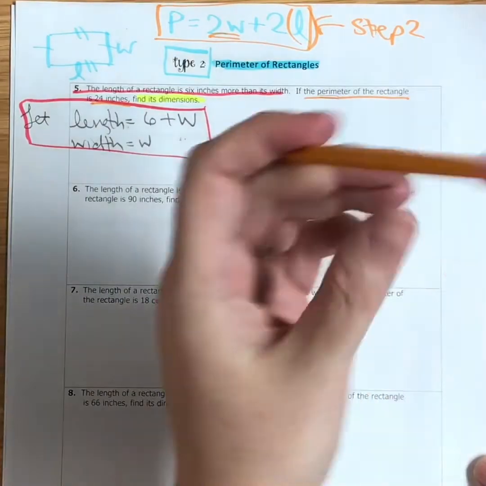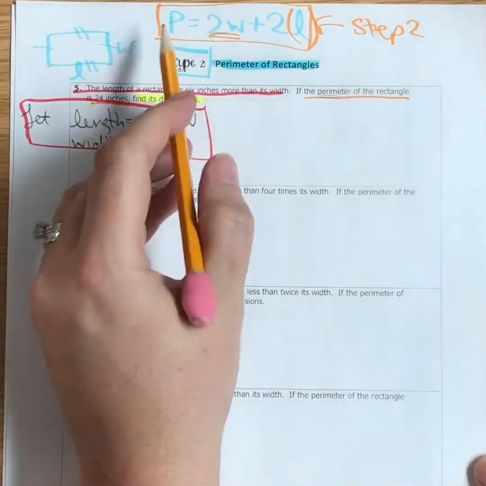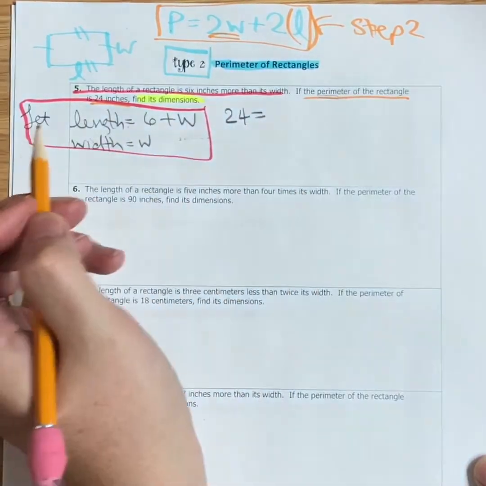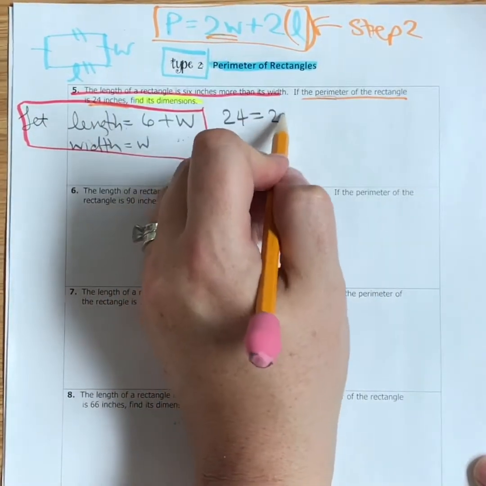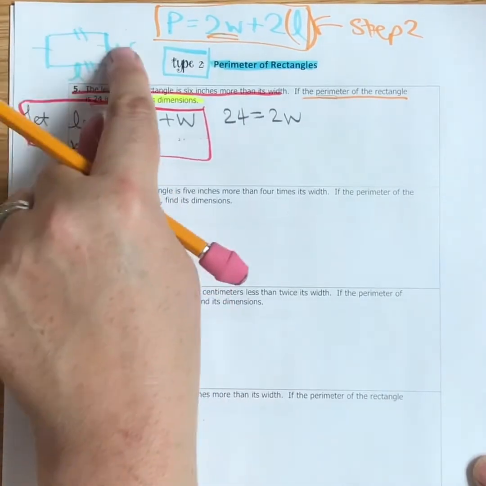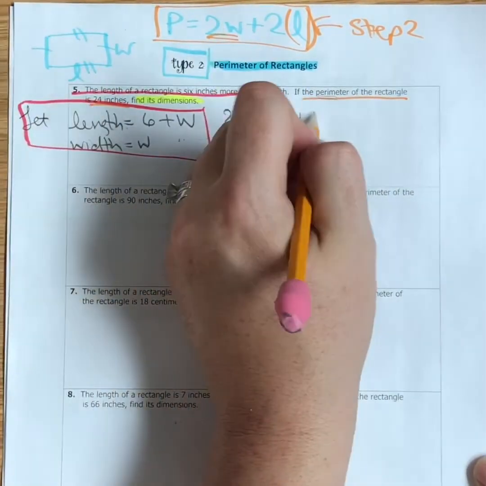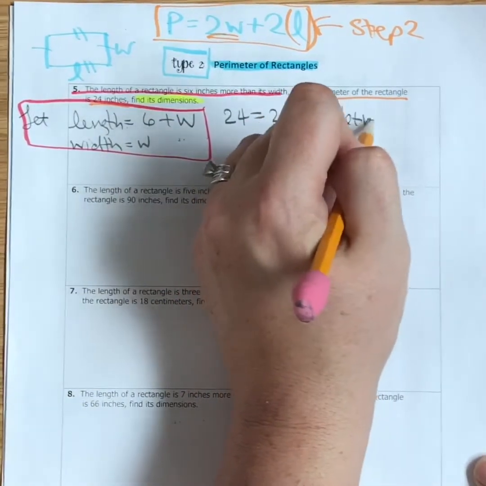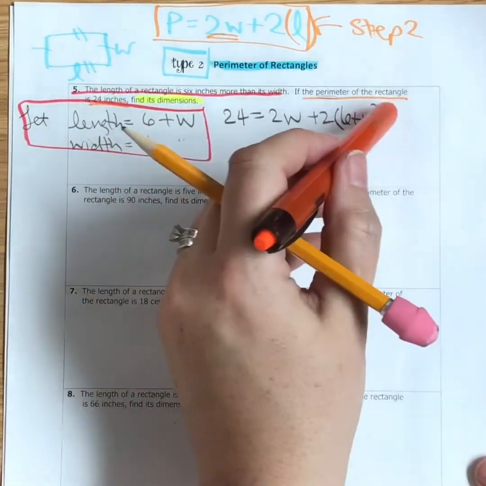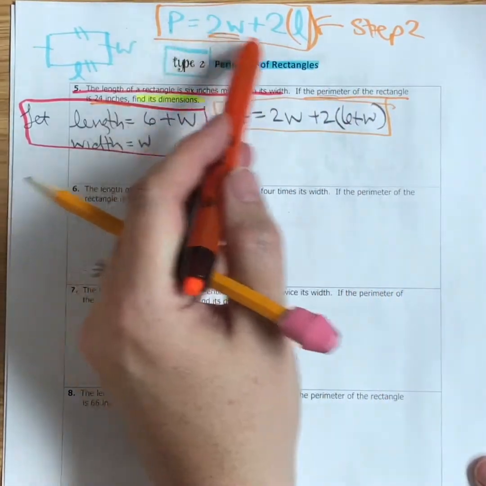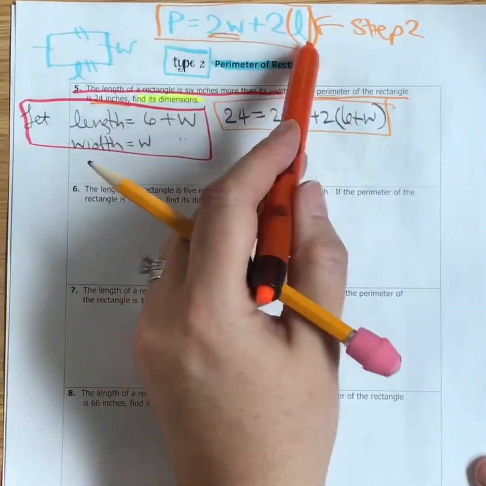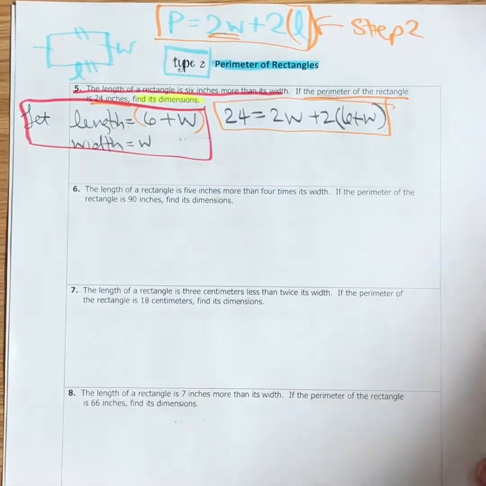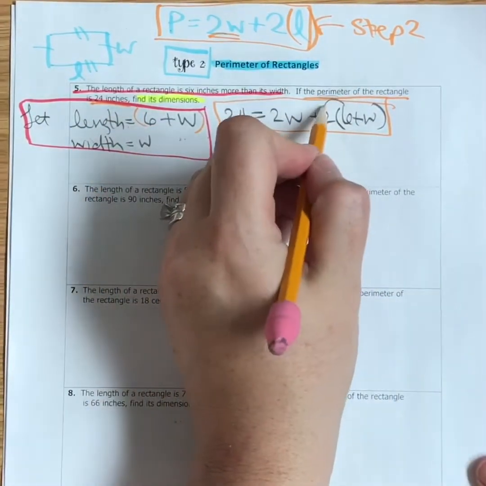Now, the problem tells us the perimeter is 24, so I'm going to replace P with 24. And remember I said we keep the 2W because there's 2 widths in the rectangle, plus 2 times the length, so we put parentheses 6 plus W, okay? So step 2 for perimeter problems is always using this formula and plugging in your length with parentheses, because we're going to distribute this.